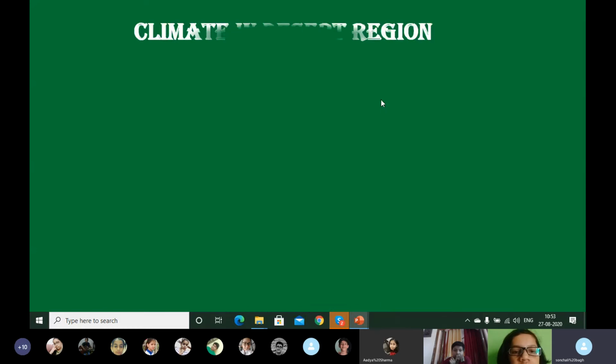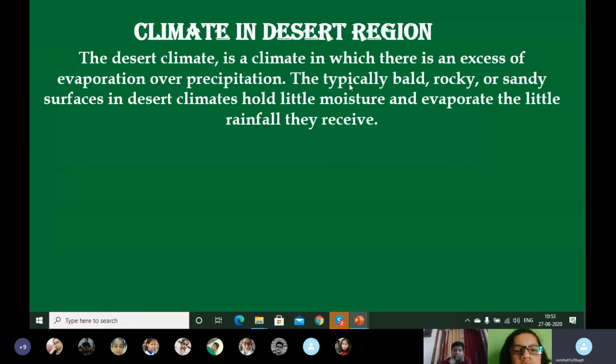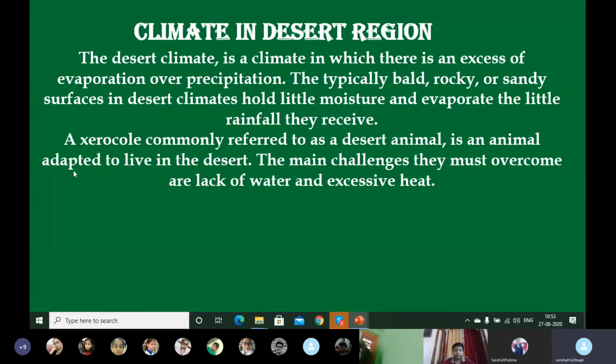Now moving to the next type of region: the desert region, in which there is an excess of heat. The problem in the desert region is that there is no rainfall, and at the same time there is heavy evaporation. Means there is little water, and whatever water there is also evaporates. Understood the concept? The basic problem is that at the same time there is heavy evaporation also.